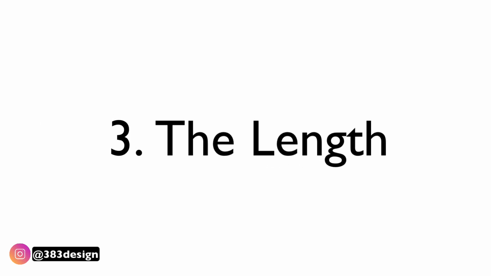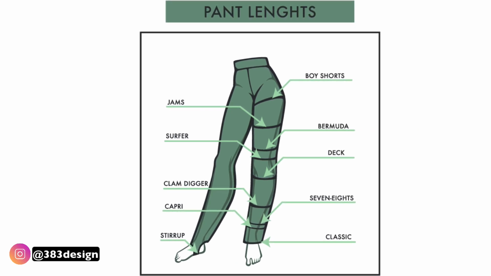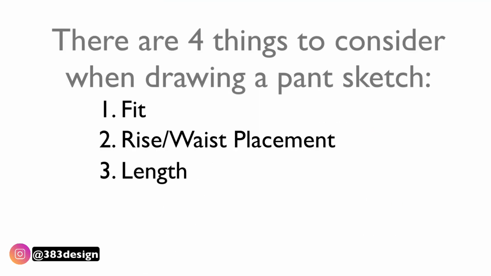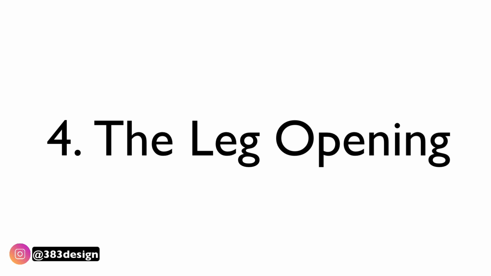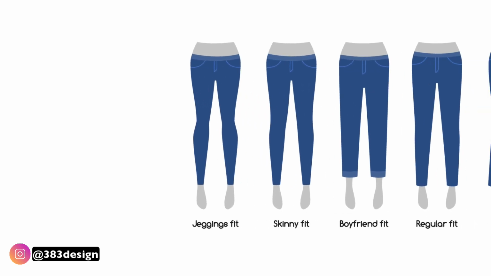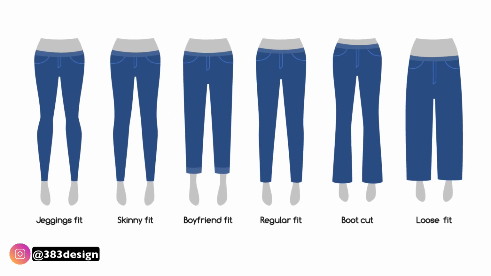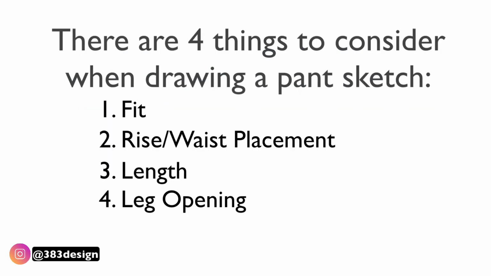Number three, the length. Is your pant ankle length, above the ankle, longer? Whatever that length should be, you want to make sure your sketch reflects that. And number four, the leg opening. The ratio of the width of the knee to the width of the leg opening can make a huge difference with how the fit of your garment is perceived. So make sure the balance reflects your intent.